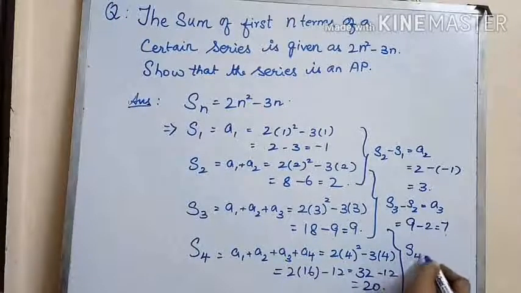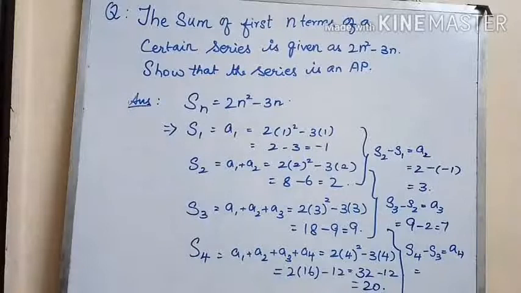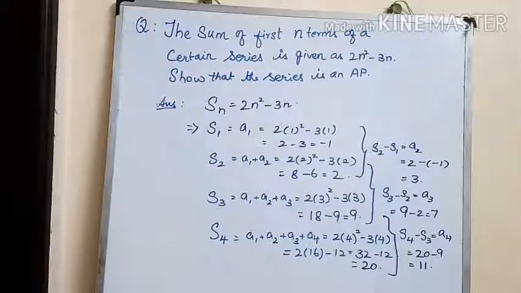S4 minus S3 will give you A4, which is 20 minus 9, which is equal to 11. So we get A1 is equal to minus 1, A2 is equal to 3, A3 is equal to 7, and A4 is equal to 11, and it keeps on going.